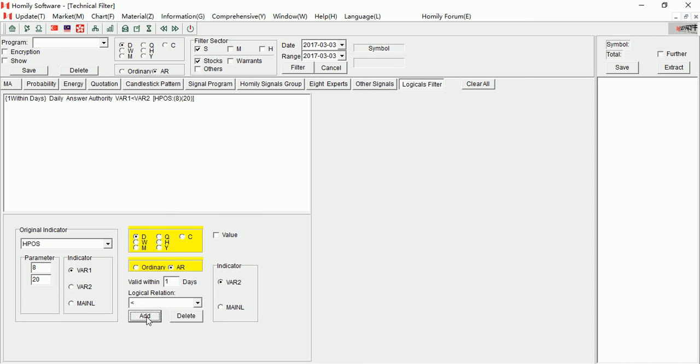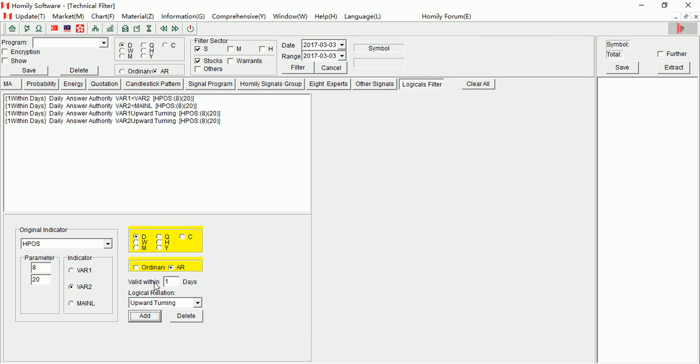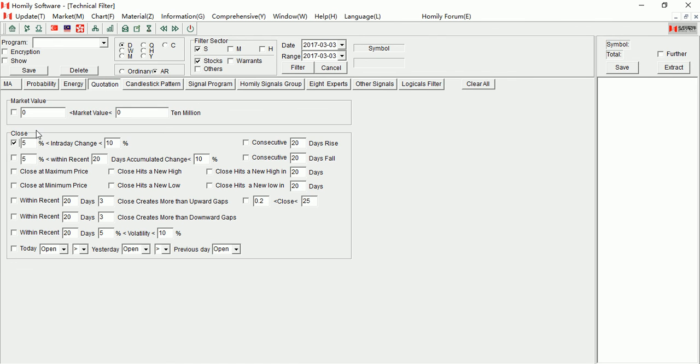Then VAR2 less than main line. Click the main line, then click Add. Then VAR1, change the logical relation to upward turning, click Add. Then VAR2 upward turning, click Add. Okay, finished. After that, click quotation because we need to find the bullish candlestick, not the bearish one.